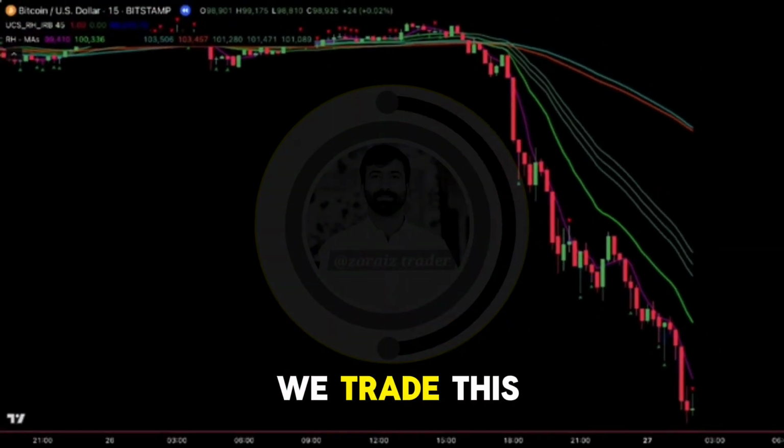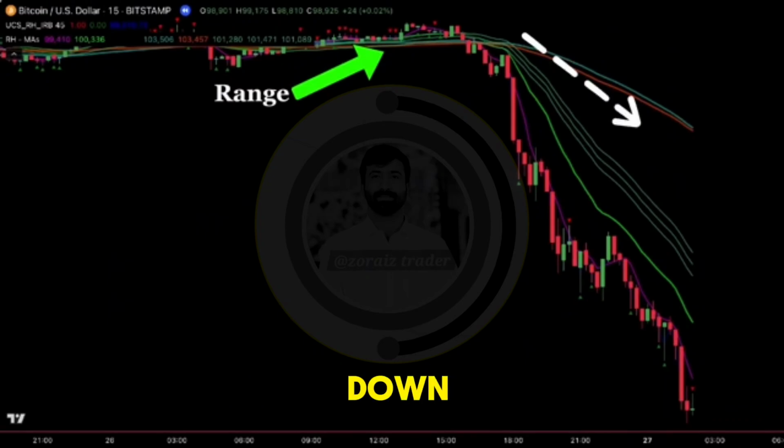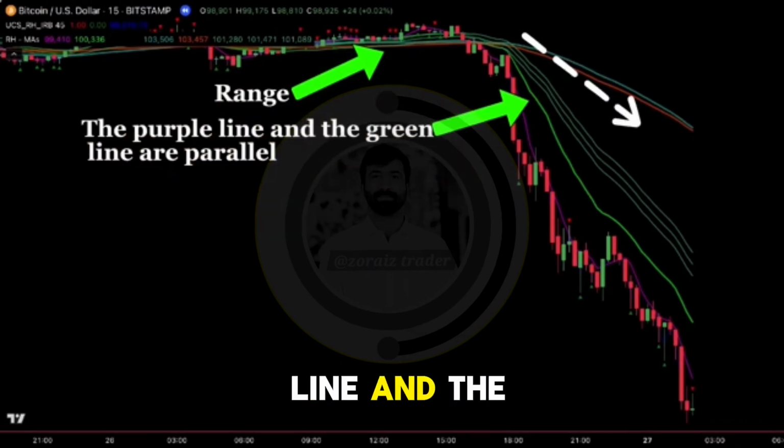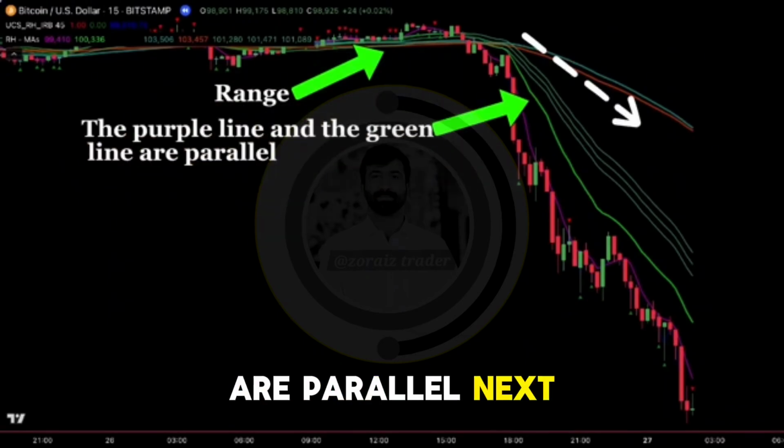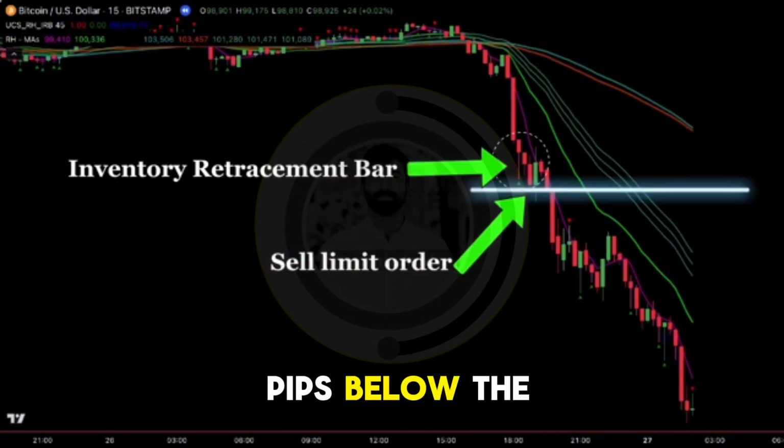Okay, now how do we trade this setup? Let's say you spot a range and then the market breaks below it and moves down. Here you can see that the purple line and the green line are parallel. Next, you spot this retracement bar, so you place your limit order 2 to 3 pips below the wick with the stop loss either above the higher low or 10 pips above the candle. The target is always twice the risk taken. You can take this trade and this one as well.